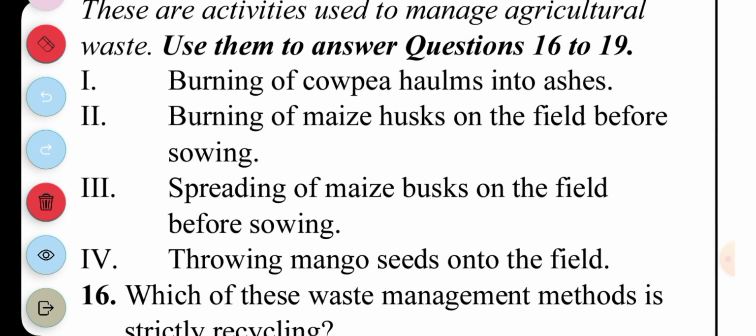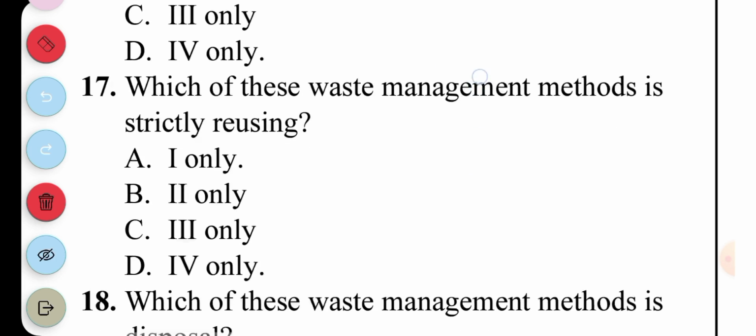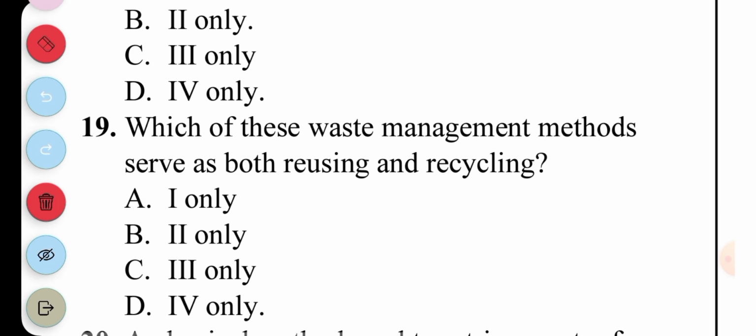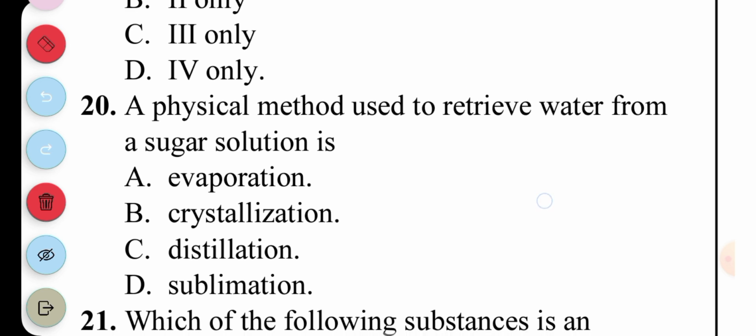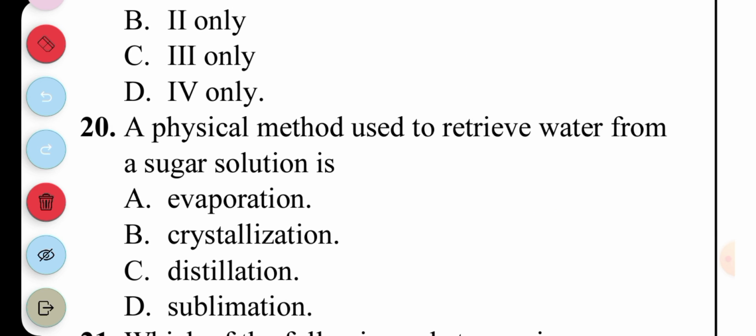So looking at them, I, burning of maize husk on the field before sowing. So question 19 is I. The answer is B. Question 20. The physical method used to retrieve water from sugar solution is A, evaporation, B, crystallization, C, distillation, D, sublimation. The answer to question 20 is A, evaporation.